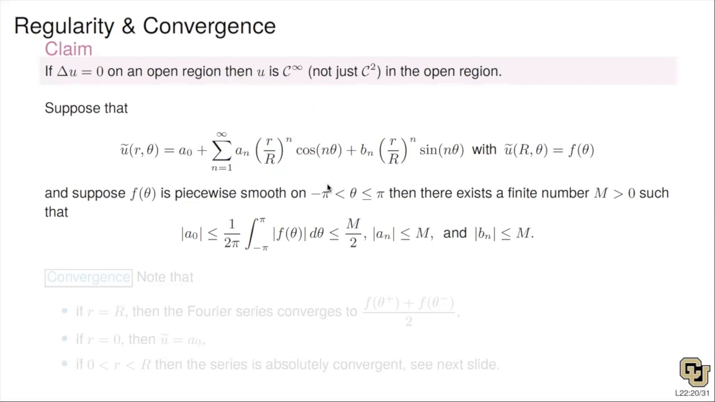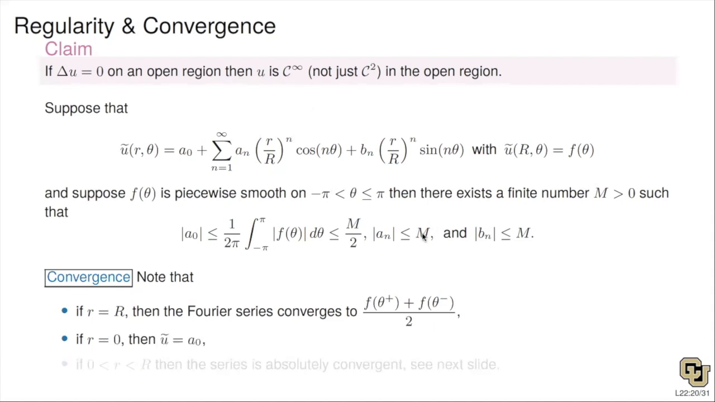Now, we know from Fourier series theory, if this thing converges when r equals capital R, you can always think about it as converging to the average. So in general, if r equals capital R, it'll converge to the average. If r equals 0, it equals a sub 0. Remember, if r equals 0, these terms zero out, and you're just left with a sub 0. And for r in between, I'll show you now, the series will be absolutely convergent.